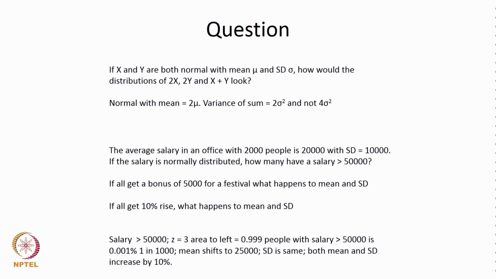If all of them get a bonus of 5,000 for a festival, what happens to mean and standard deviation? The mean increases, so 20,000 will become 25,000, standard deviation will be the same. If all of them get a 10% increase, what happens to mean and standard deviation? 10%, so multiplied, so both mean and standard deviation will increase by 10% in this case.